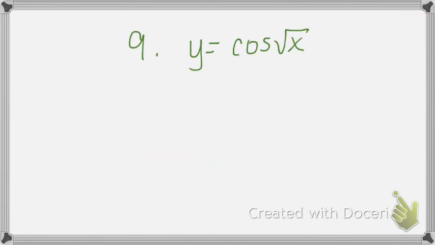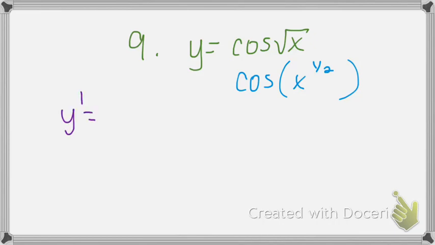Alright, number 9. This is the same as cosine of x to the 1/2. The cosine is not to the 1/2 power, it's only of the square root of x. So rewriting that and understanding what it means is really important.